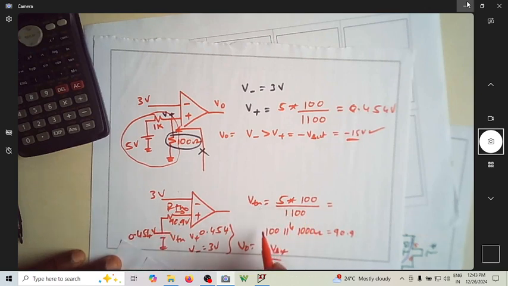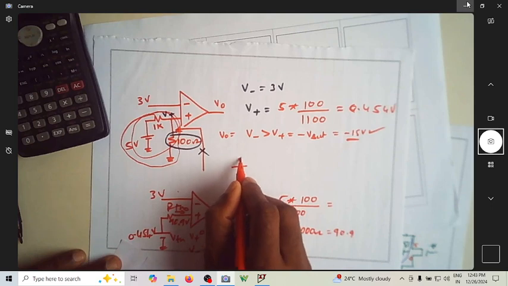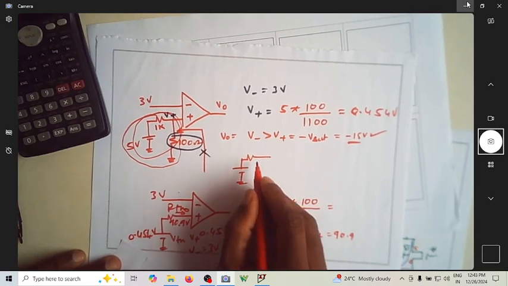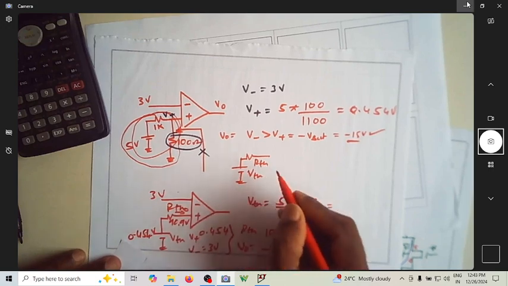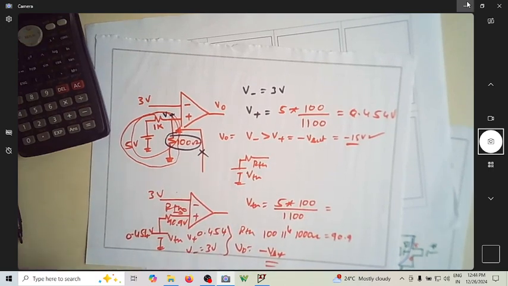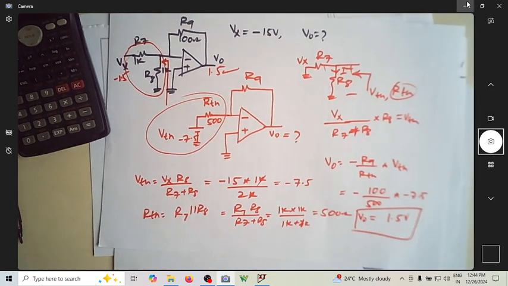So this is my V Thevenin, this is my R Thevenin. Then you replace this by a voltage source with V Thevenin and a resistance associated with it as R Thevenin, then you can easily solve the problem. I hope this will help you in analyzing circuits, whenever you come across some complicated circuits. Thank you.